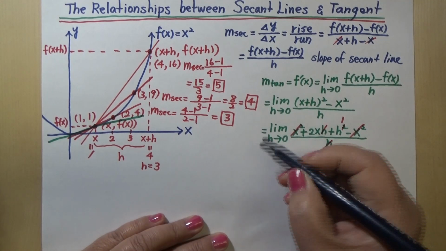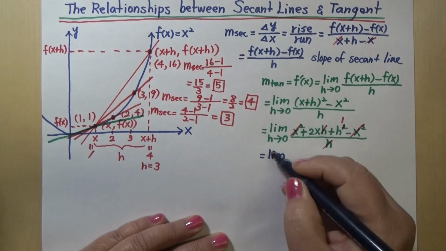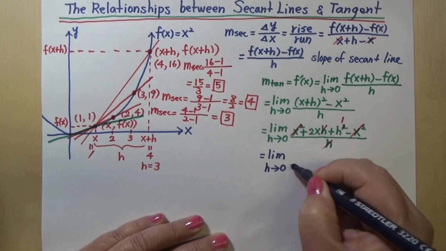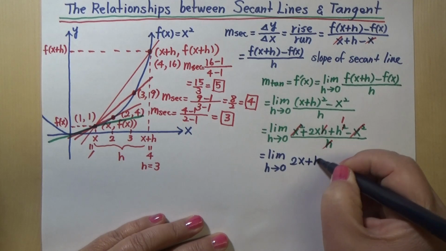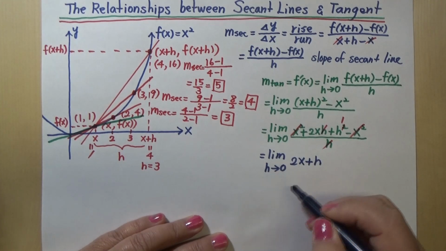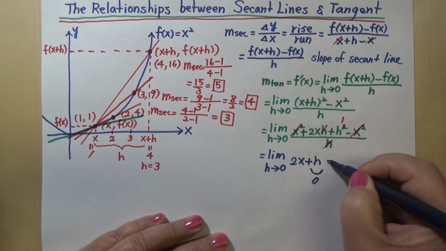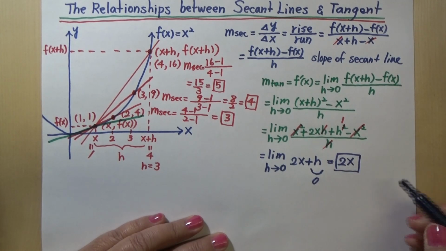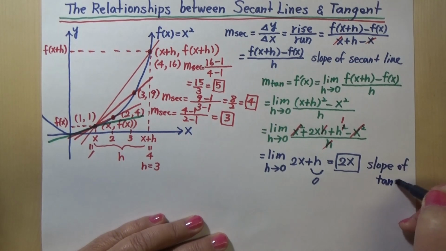So I'm going to rewrite this one. Limit as h approaches 0 of 2x plus h. As h approaches 0, this term will be 0. So it's going to be 2x. This is going to be 2x, and this is the slope of the tangent.